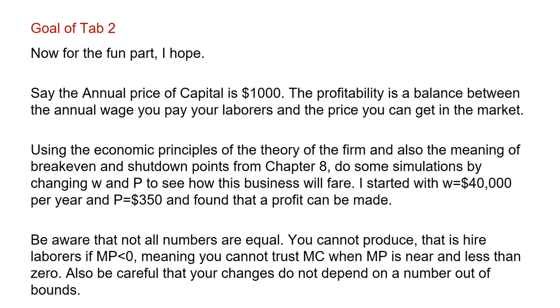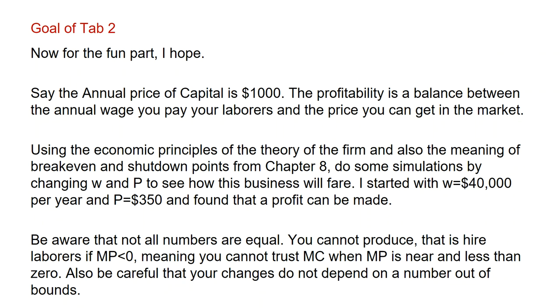Using the economic principles of the theory of the firm and the breakeven and shutdown points from chapter 8, we're going to do some simulations, but start with a wage rate. This is all annual terms, by the way. Start with a wage rate of 40,000 a year and a price that you can sell your product at of 350 a year, and you can begin to see how a profit can be made.